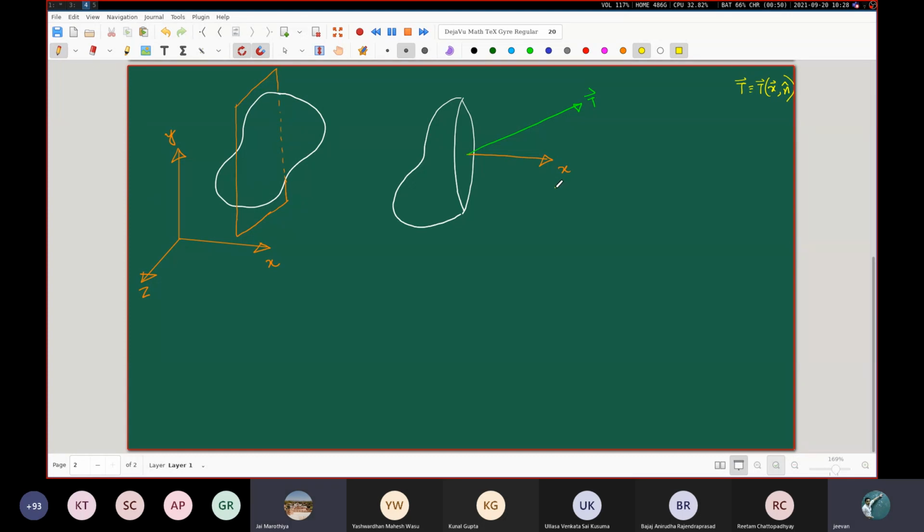Sir, sigma xx equal to t cos theta. What is theta? Sir, theta is the angle between the traction vector and the x-axis. Very good. So you're basically taking the dot product between the t vector and the I hat. Is it not? Yes, sir. So who gave that answer? I cannot see. Sir, myself, Jeevanjyoti, sir. Okay. So sigma xx is equal to t vector dot I hat.